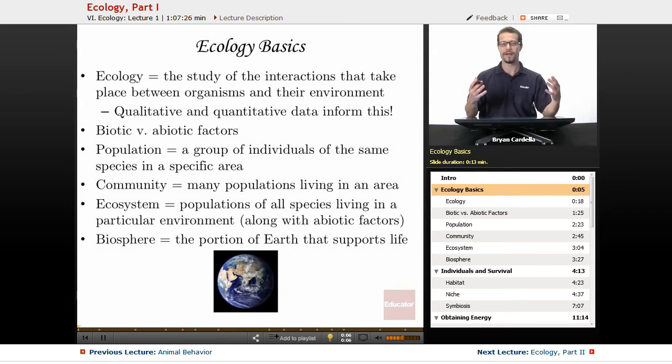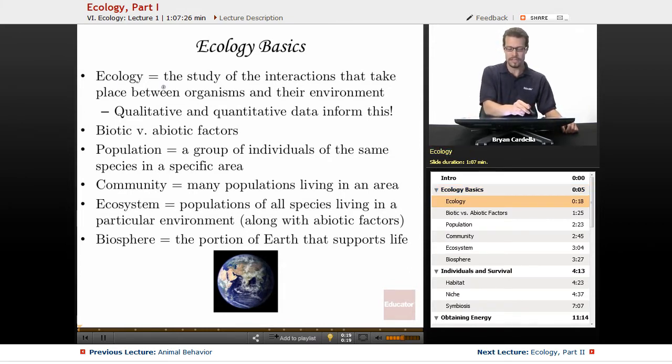So first we need to talk about some basic terms that really encapsulate ecology as a whole. These are very important terms that come up again and again related to how organisms relate to each other and to their environment. So first off, ecology is the study of the interactions that take place between organisms and their environment, and also organisms between each other.